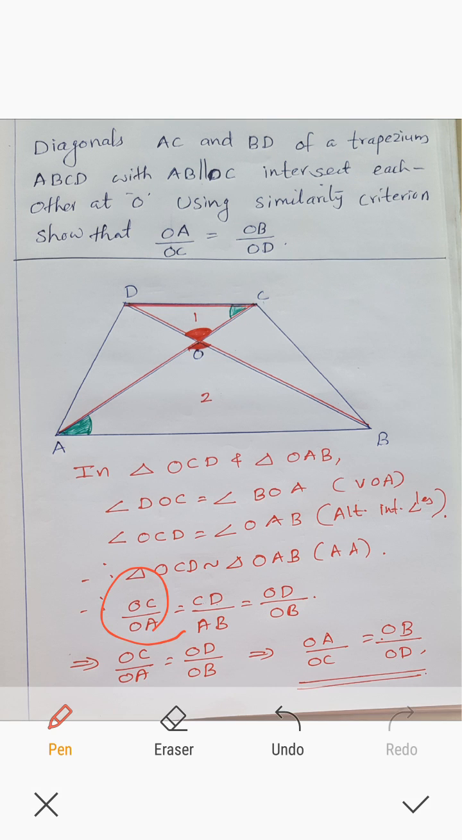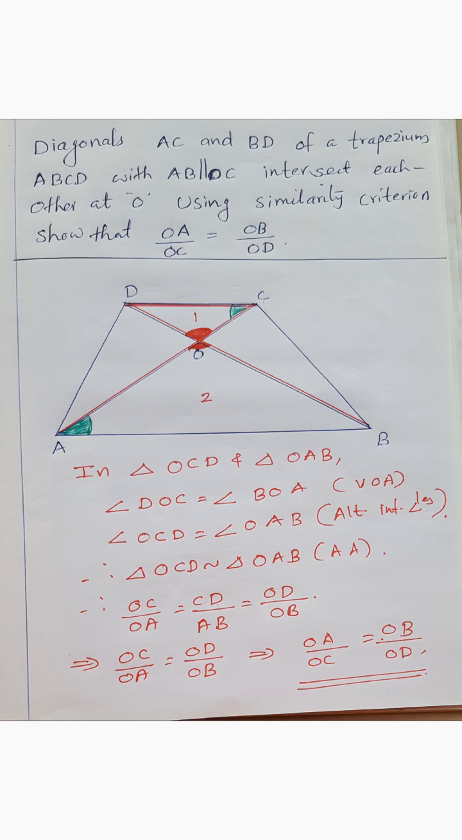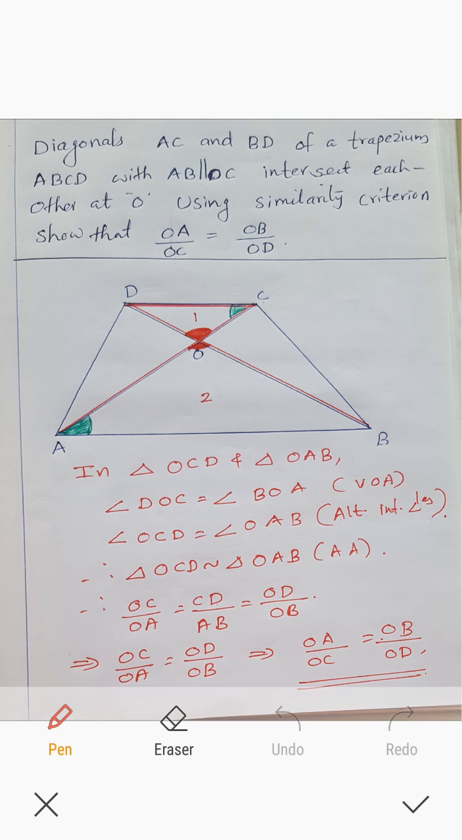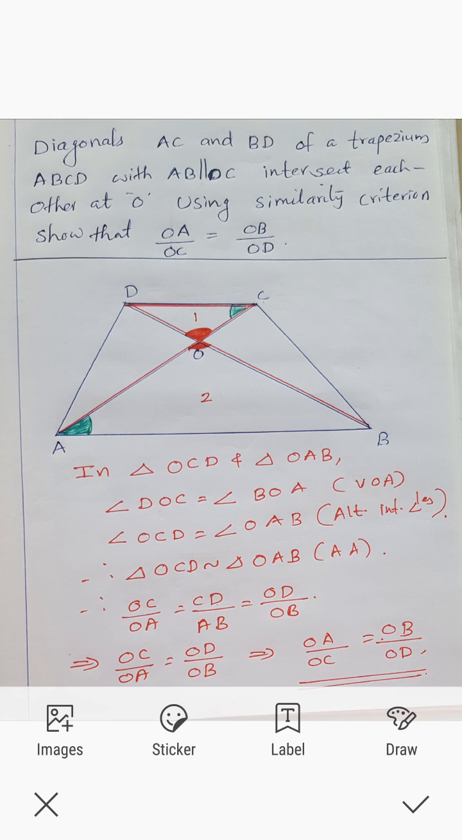So select which ones are needed here. We need OC by OA and OD by OB, so we select these two and neglect CD by AB. We are not selecting that ratio. So we have written OC by OA equals OD by OB. Here it is the reciprocal we have to prove: not OC by OA, we have to prove OA by OC. So just take the reciprocal: OA by OC equals OB by OD. That's the answer.